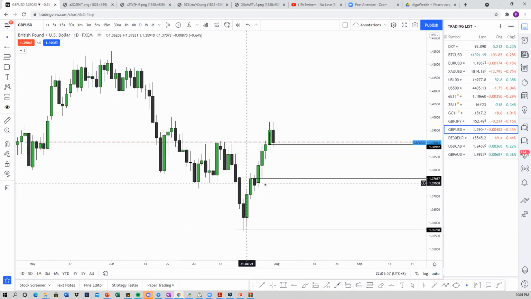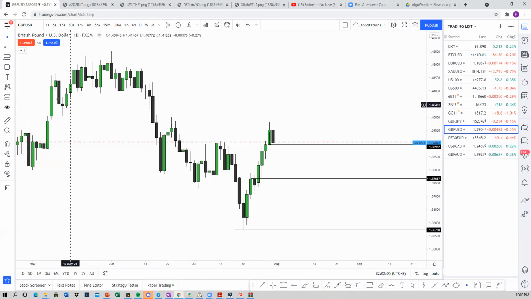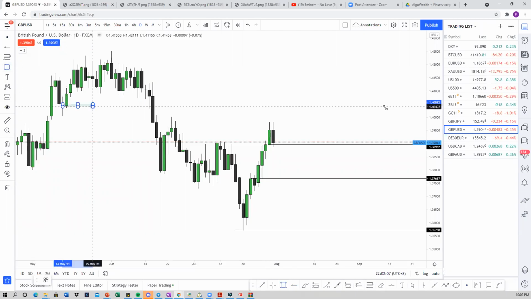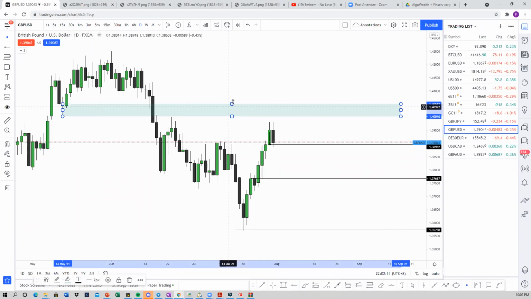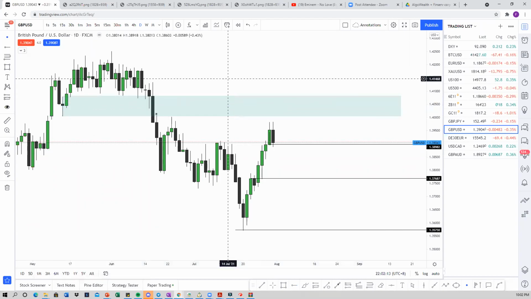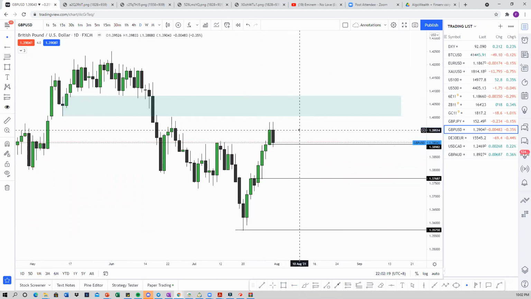So in terms of the draw on liquidity, right? I would say first this, after this, probably the fair value gap here. Fair value gap, and is this a breaker? Yeah, it's a breaker. So a breaker also, the breaker as well, right? So that would be my draw on liquidity after it goes down and then goes higher, right?